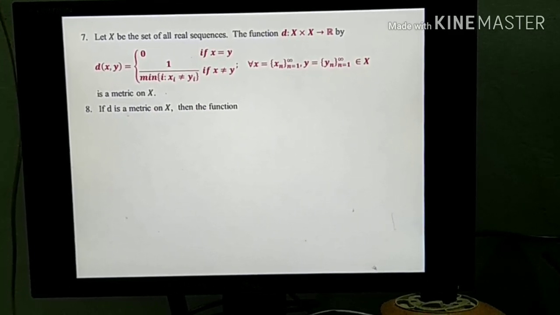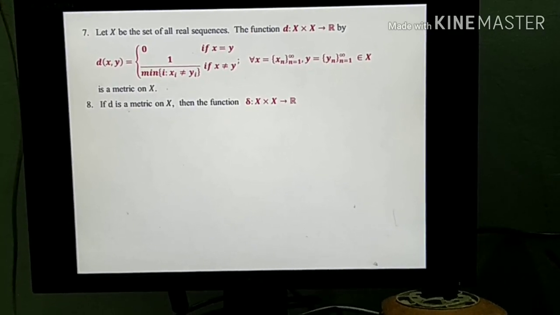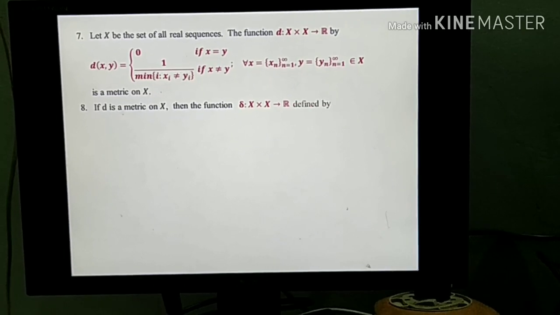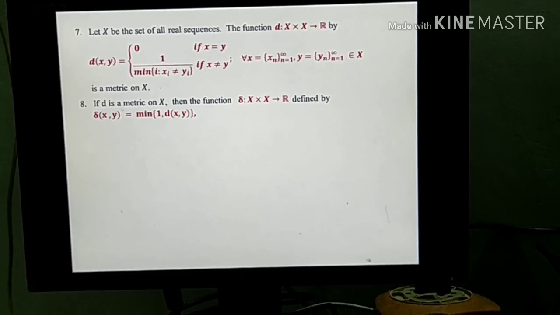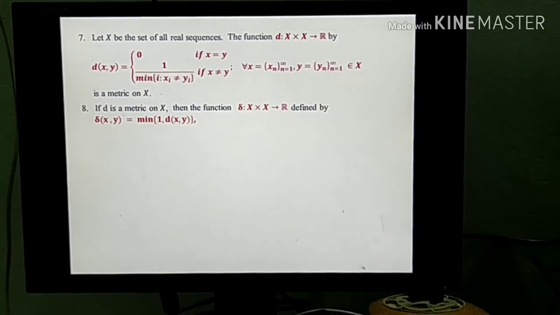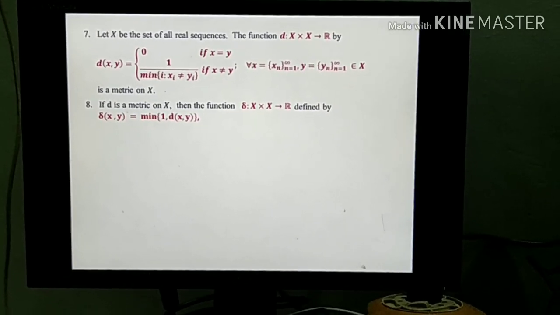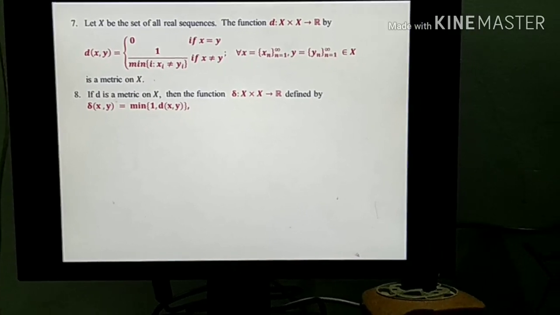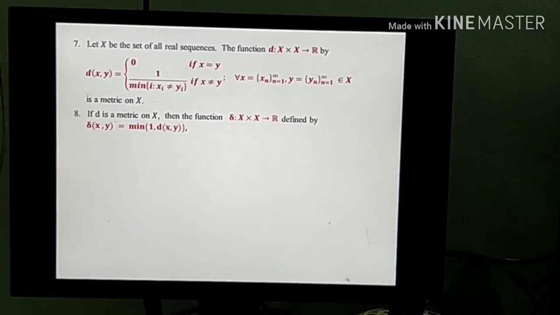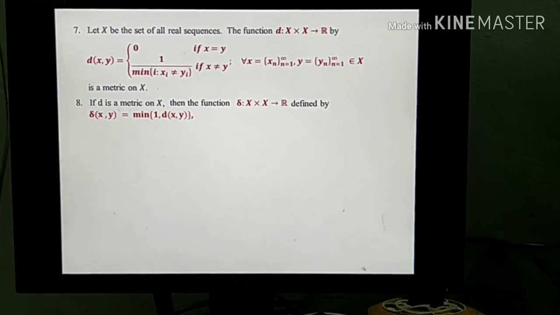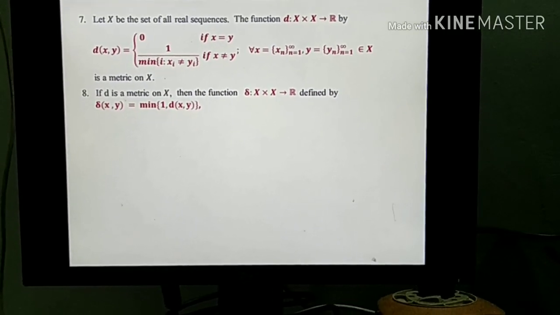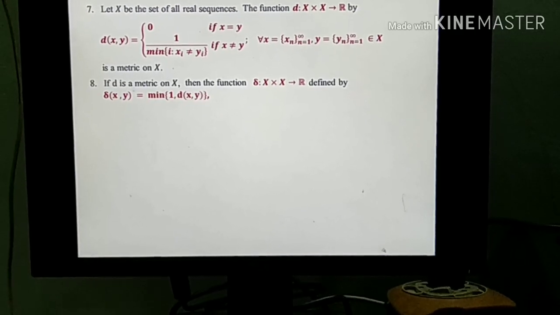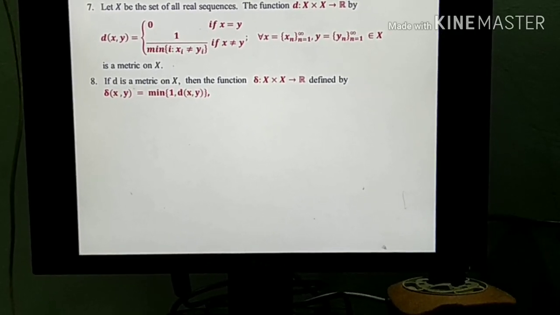Next example: if D is a metric on X, then the function delta defined on X cross X to R by delta xy is equal to minimum of 1 and dxy is also a metric on X. It is very obvious, as dxy is always greater than or equal to 0, 1 is also greater than or equal to 0, their minimum is greater than or equal to 0, and hence delta xy is greater than or equal to 0 for all x and y in X. The first property is satisfied by delta.